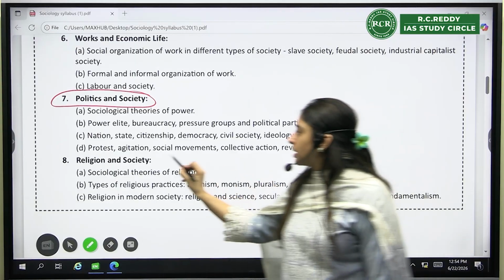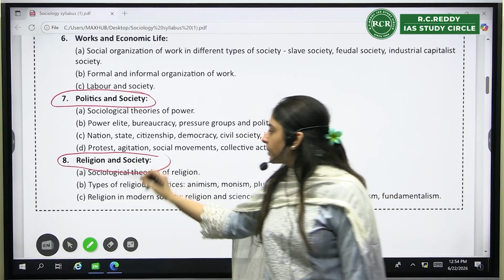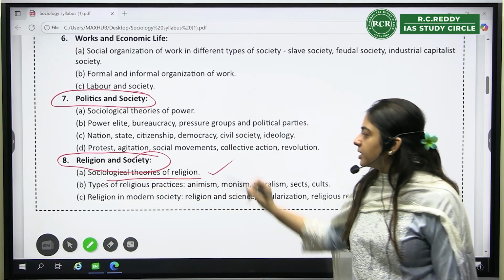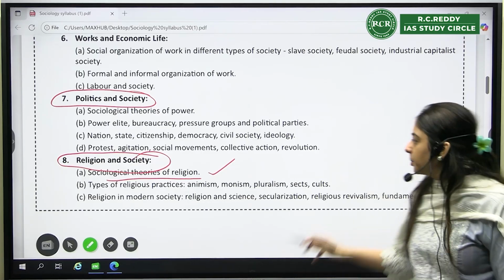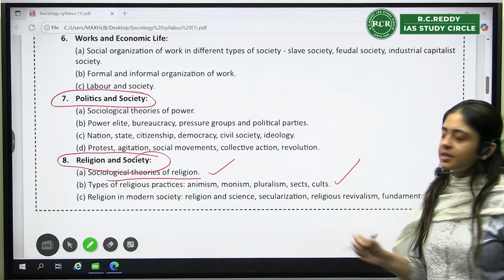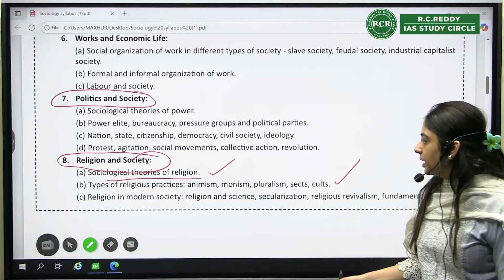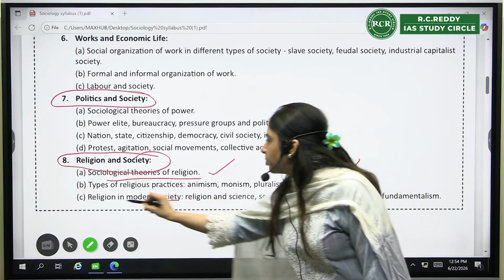Then next, religion and society. We'll be doing sociological theories of religion. We'll be doing different types of activities, religious practices basically. And then we'll see religion in modern society.